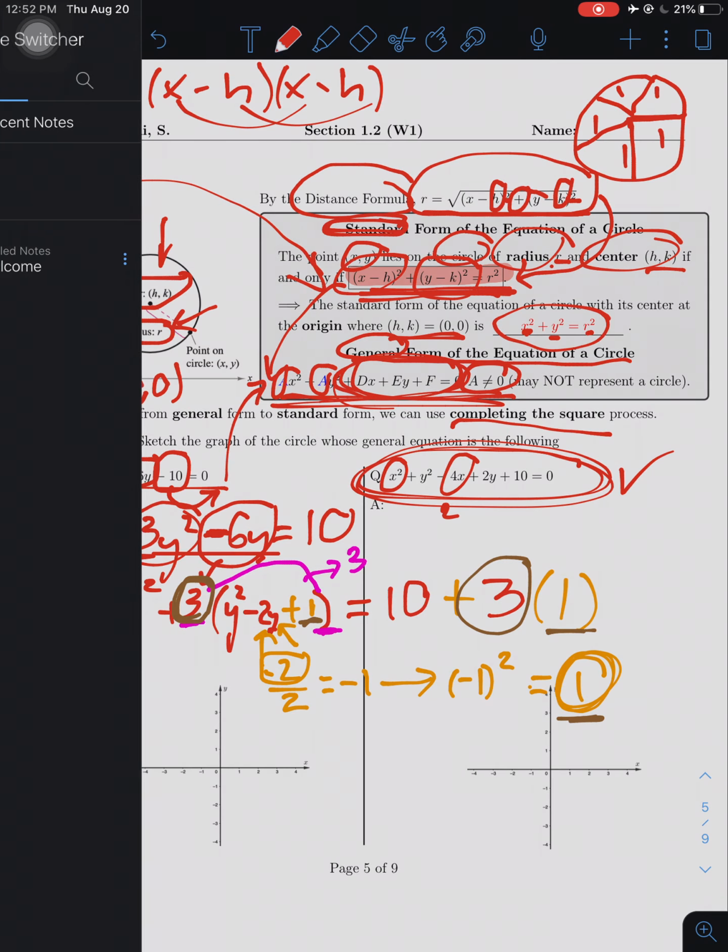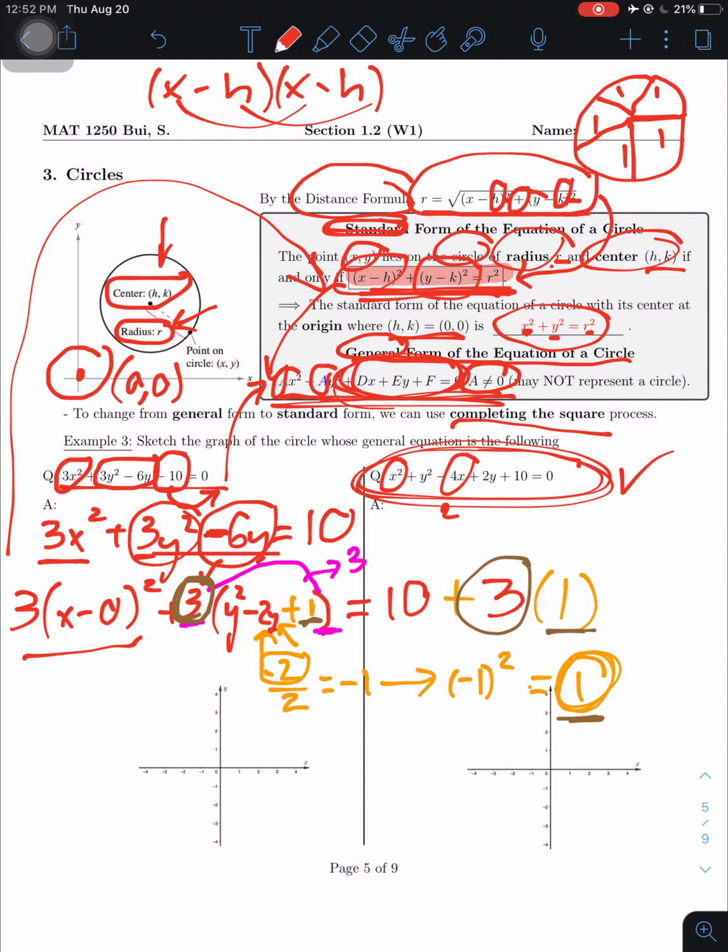is that we're going to rewrite this one down because it looks like the first part already. So we have 3, then x minus 0 squared, and then plus 3. This is my square, but it just doesn't look like a 2.